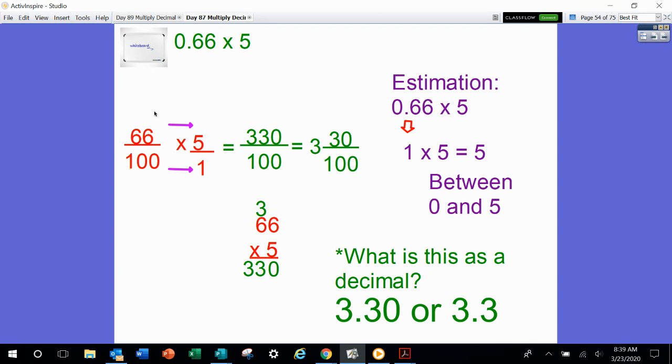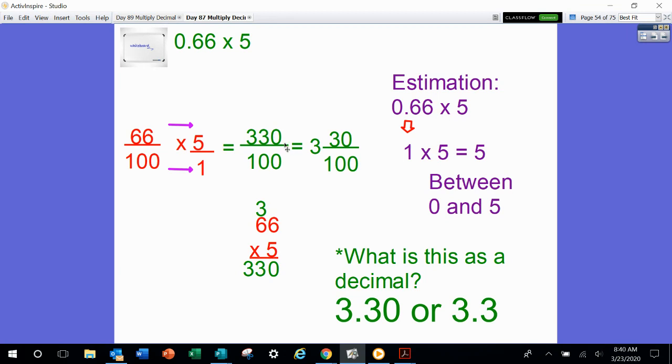66 hundredths as a fraction is 66 over 100. If I multiply that by 5, that 5 needs to change into a fraction, which is 5 over 1. 66 times 5, I didn't know that, so I had to write it down. 5 times 6 was 30. 5 times 6 was 30 plus 3 is 33.